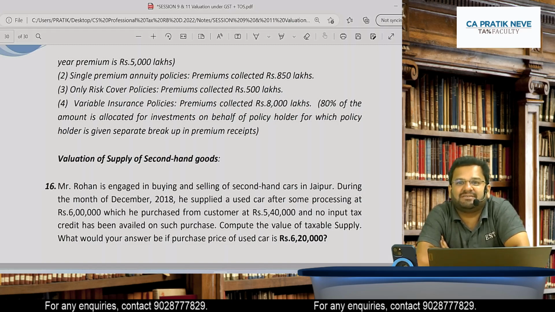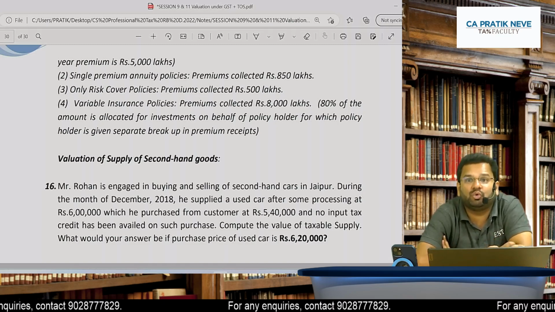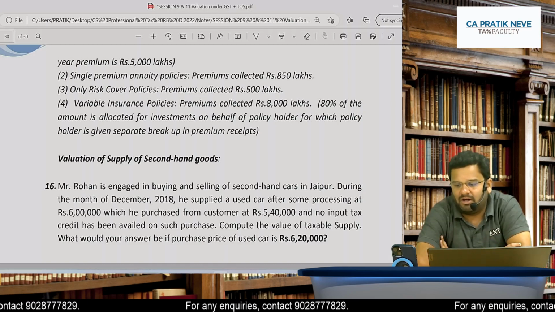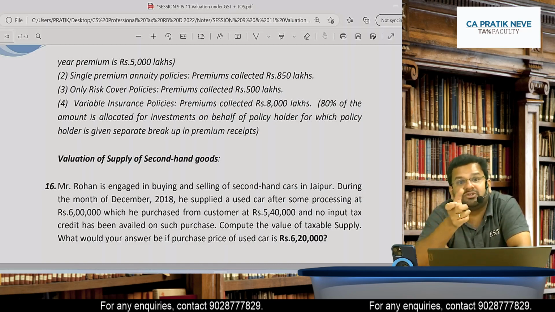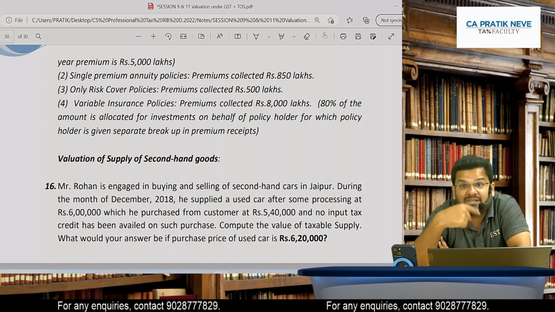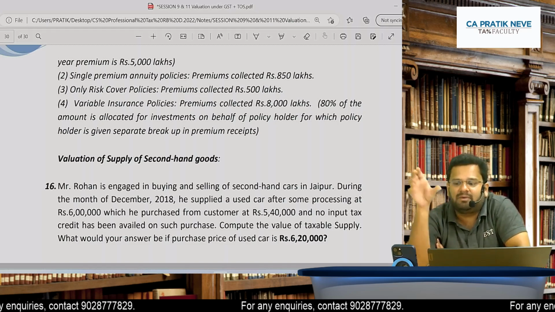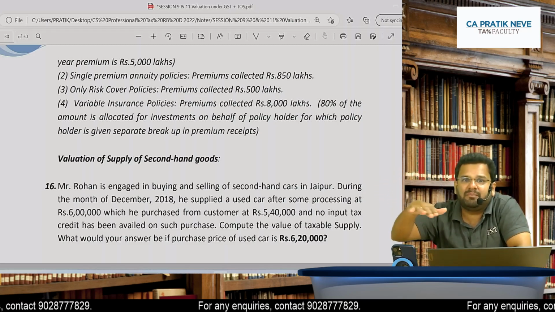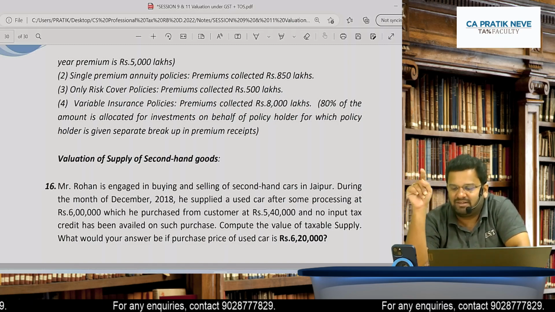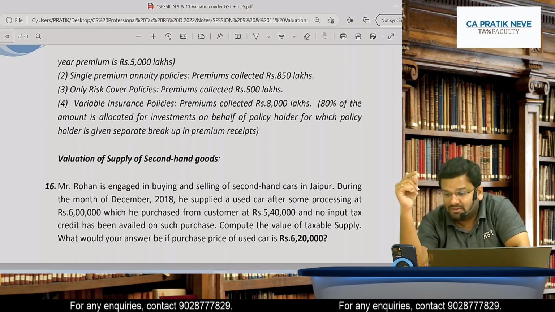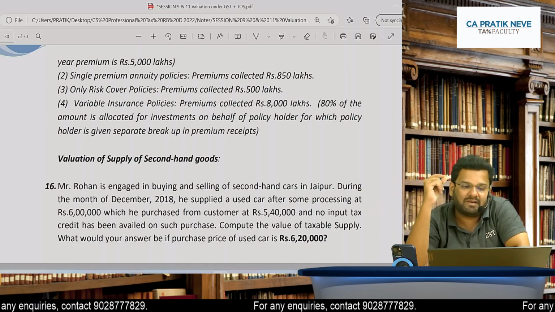Yes, first year premium is 5,000 lakhs. So 5,000 lakhs into 25%, 1250 lakhs will be the assessable value. But how much is your balance? That means subsequent year's premium. This year you received 12,000 lakh as premium, 5,000 was first year's premium. How much was subsequent year's premium? 7,000 lakhs. Very good, Dishit. 7,000 lakhs into 12.5% will be the value. That is 875 lakhs. Check.